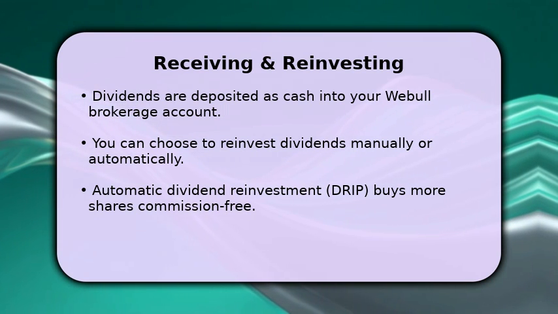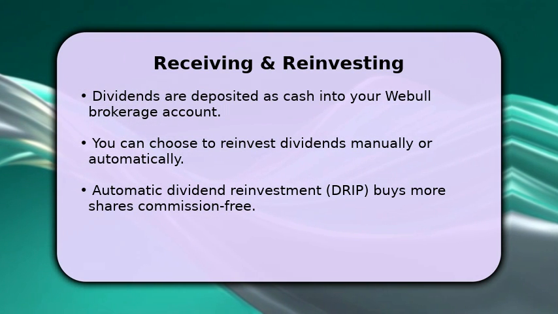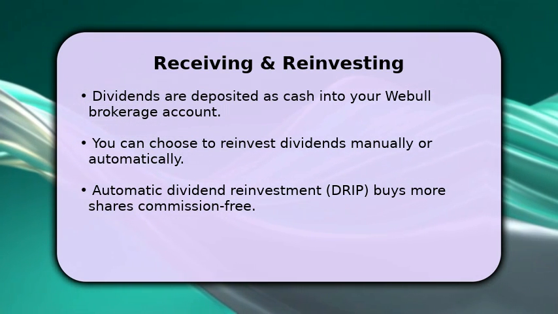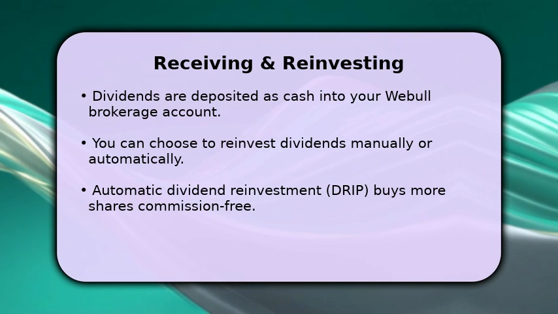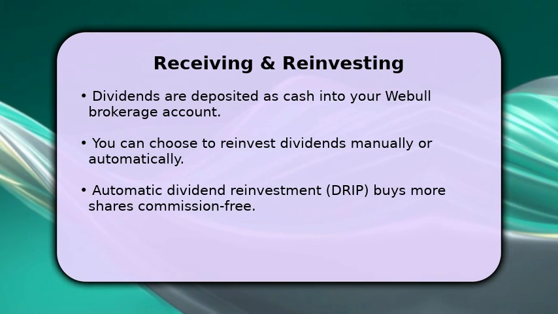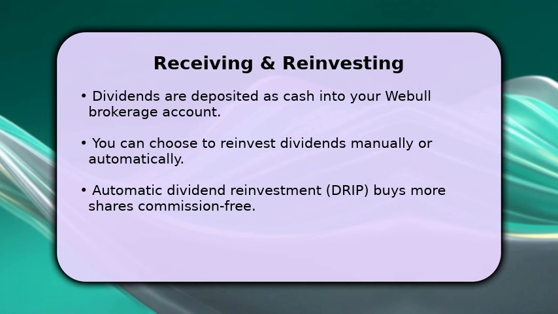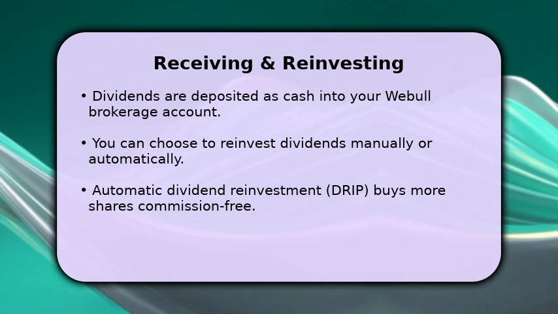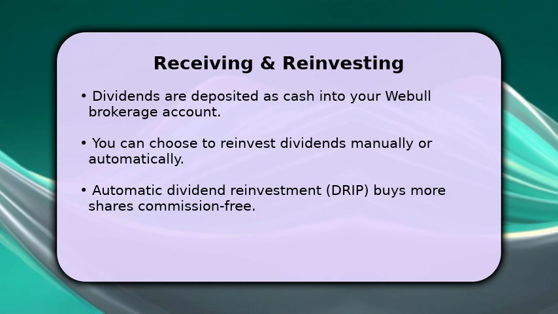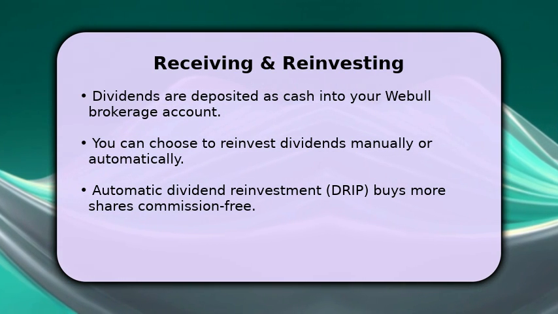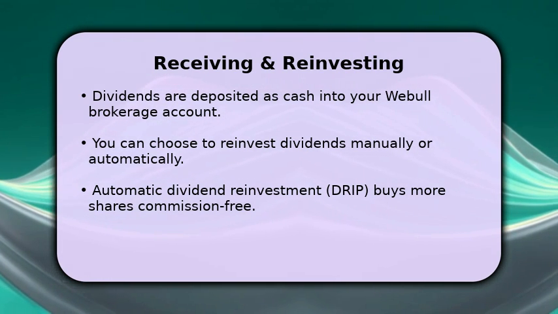From there, you have two main options. You can either keep the cash or choose to reinvest it. Webull offers an automatic dividend reinvestment program, often called a DRIP, which allows you to use your dividend payments to purchase more shares of the same stock or ETF, typically commission-free, helping to compound your returns over time.